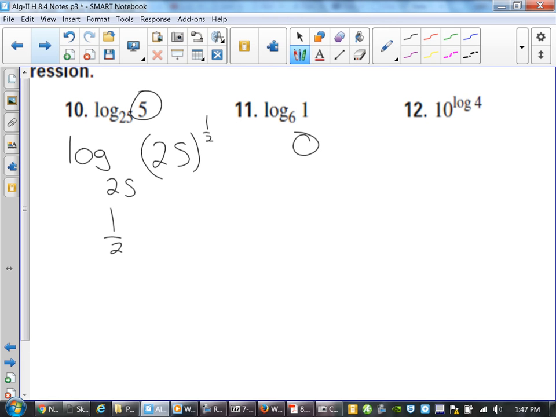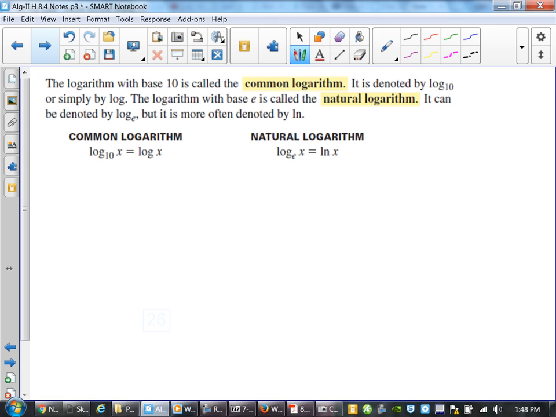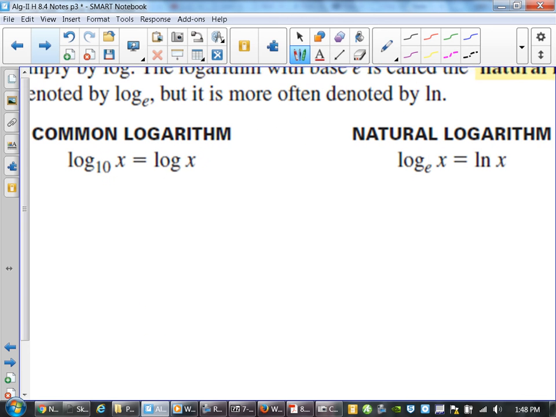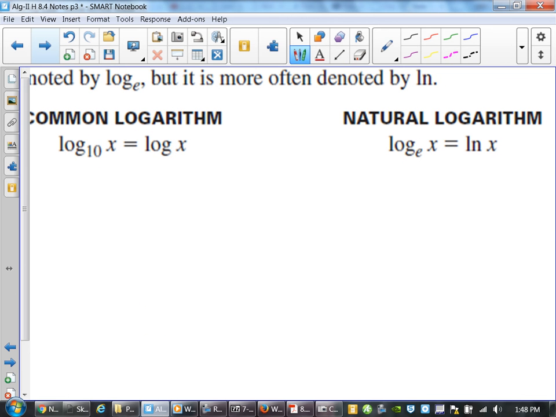And lastly, I have 10 to the log of 4. That's 4, because it's the common log. So let's talk about the not so common log. The common log, like we said earlier, is log base 10, just written as log. The not so common log is called the natural log. The natural log is log with a base e.